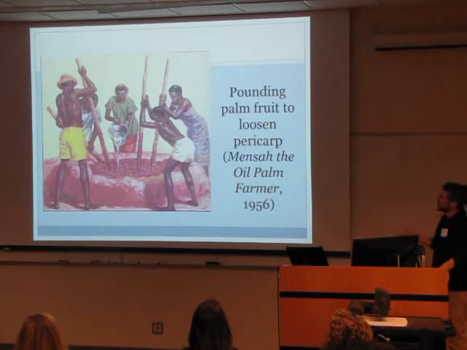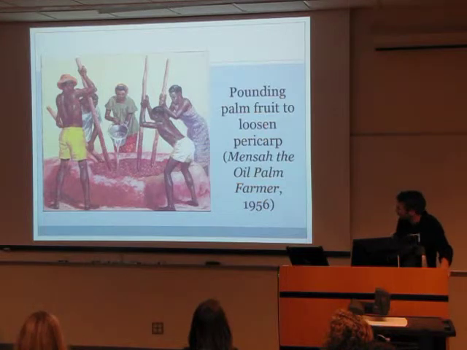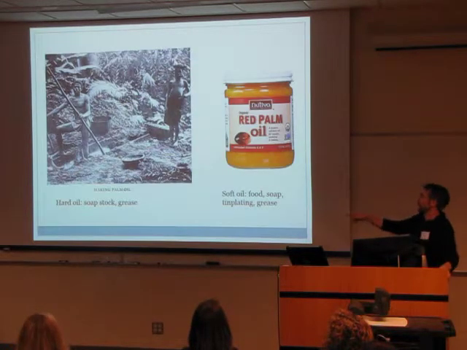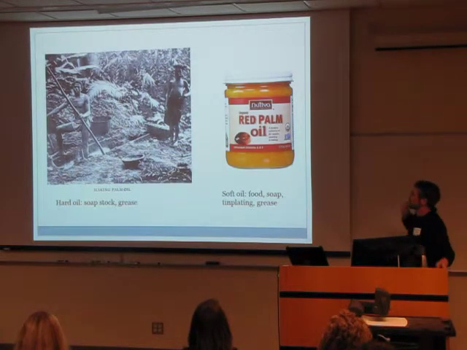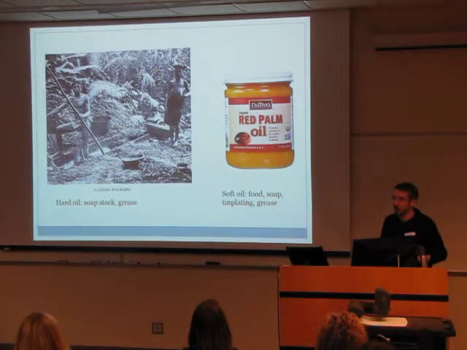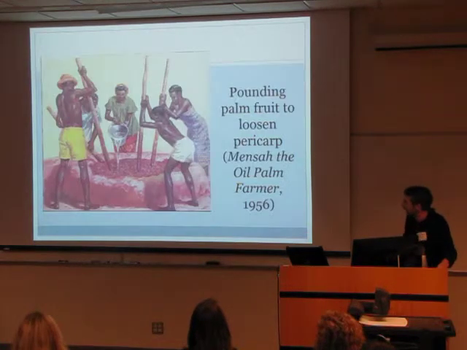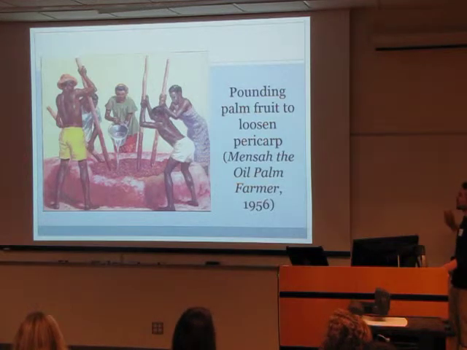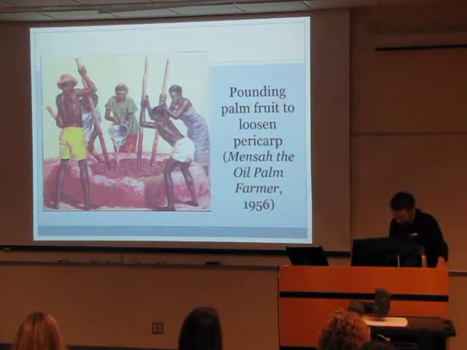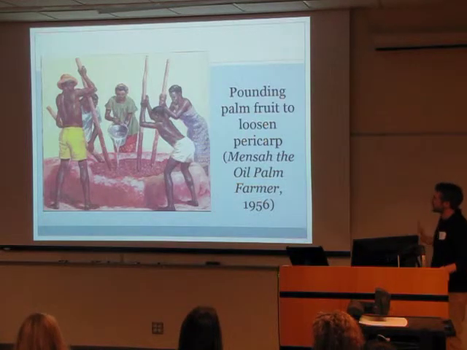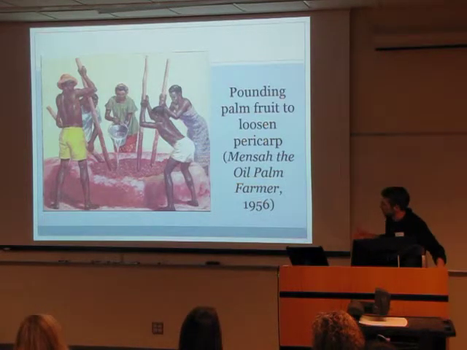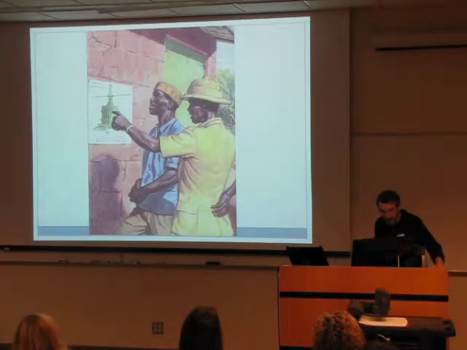But by the 20th century, manufacturers who are buying this oil don't want the hard oil. They want the soft oil because there are new markets opening up for things like margarine and other baking fats. And so there's a lot of pressure from outside manufacturers to make edible oil, which means that they need to find a way to speed up this cooking process as well as this whole extraction process overall.